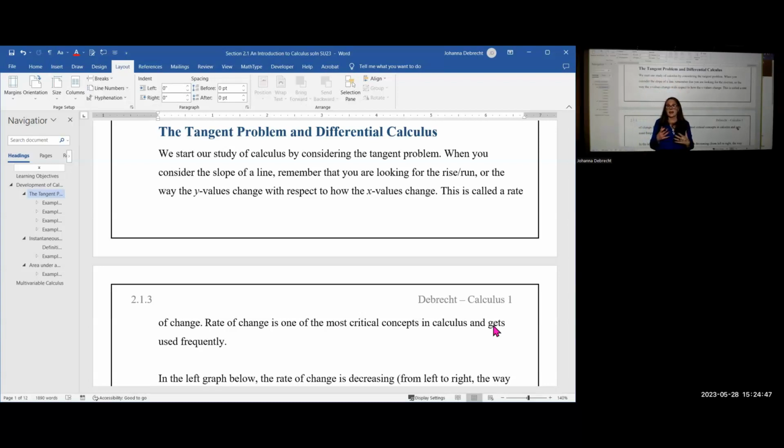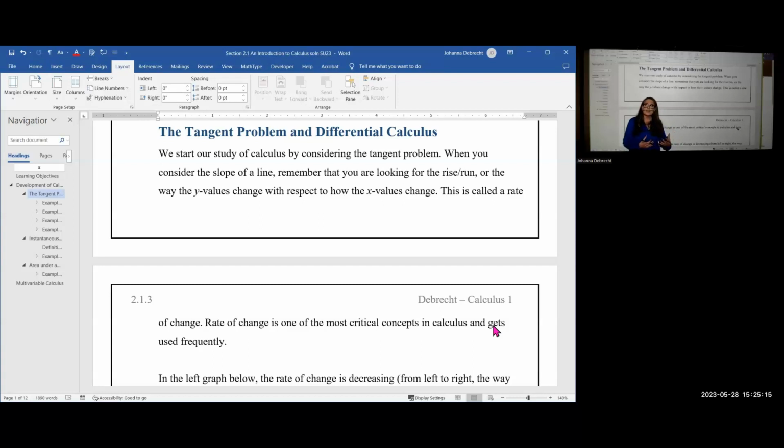Now, when you look at a line and you talk about the slope of a line, we usually memorize this as rise over run or something to that effect. The change in the y values with respect to the change in the x values. This is actually called a rate of change. So rate of change is a super important concept in calculus and will come up over and over again throughout our study of calculus.